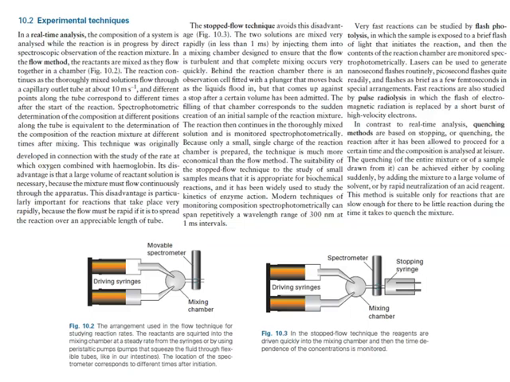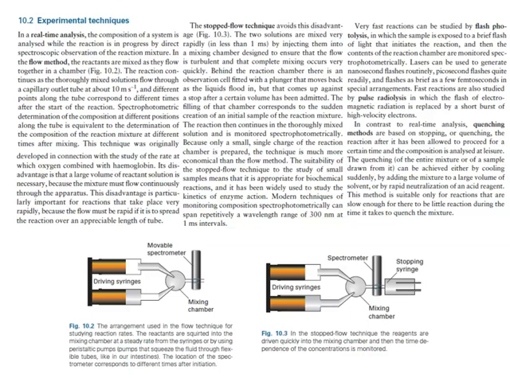In real-time analysis, the composition of a system is analyzed while the reaction is in progress by direct spectroscopic observation of the reaction mixture. In the flow method, the reactants are mixed as they flow together in a chamber. The reaction continues as the thoroughly mixed solution flows through a capillary outlet tube at about 10 meters per second, and different points along the tube correspond to different times after the start of the reaction. Spectrophotometric determination of the composition at different positions along the tube is equivalent to the determination of the composition of the reaction mixture at different times after being mixed.